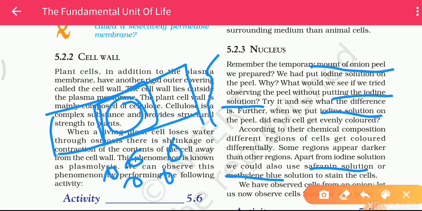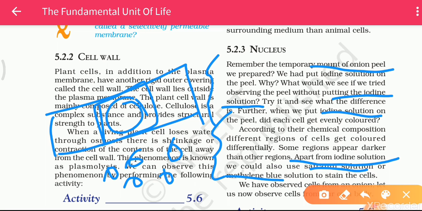Safranin solution is pink in color, methylene blue solution is blue in color, and iodine solution, you know, is purple in color. The function of these solutions is only that they can stain the cells. In this paragraph they want to say only this much. That's why we can put this solution. We will read this line here.